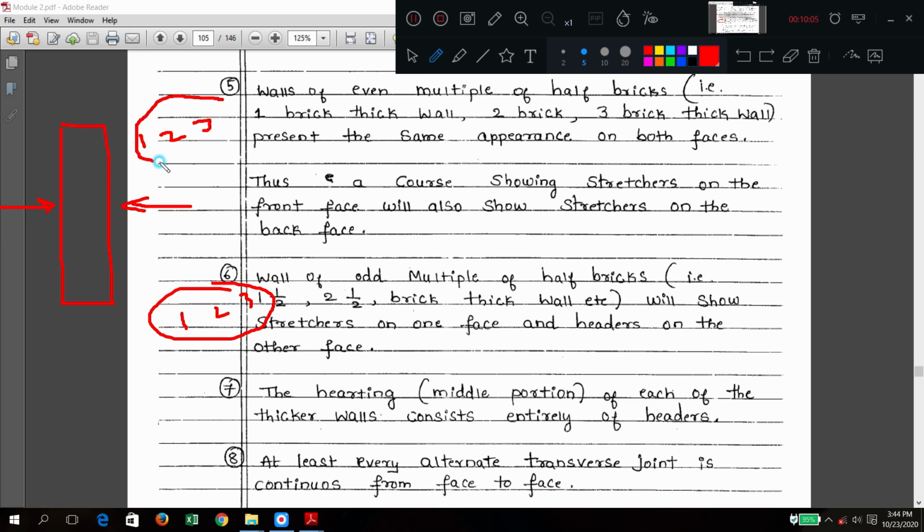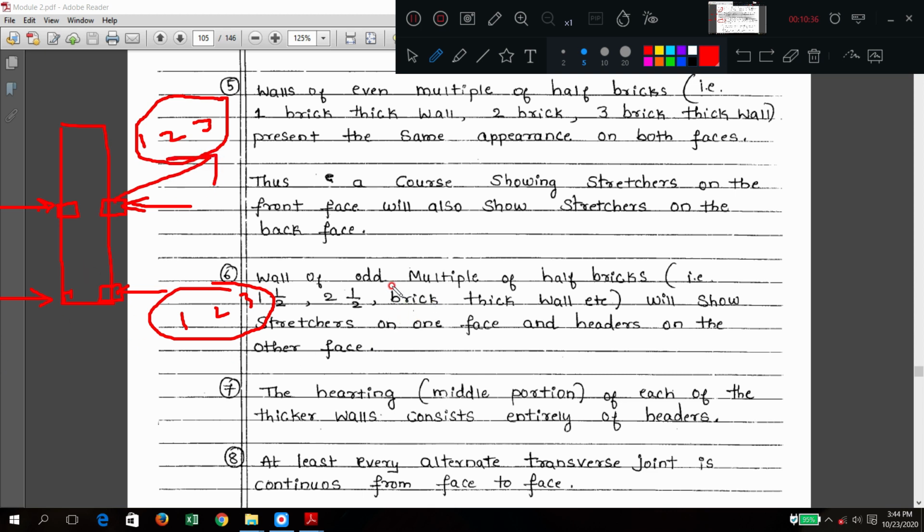For these kinds of thickness walls, 1, 2, 3 means a full brick thick, not a half brick thick. So one brick thick, or two brick, or three brick. Whenever you see from this side, if there is a stretcher course, the same thing at the same height will be a stretcher course only. If there is a header course here, exactly the same location from the other side is also a header course only. This is for this type of 1, 2, 3.